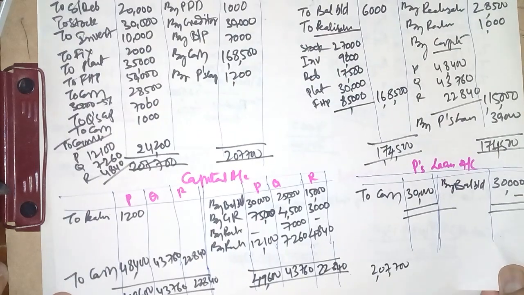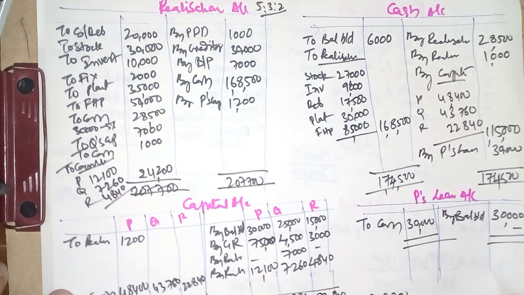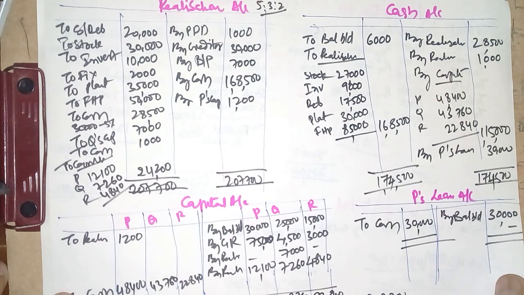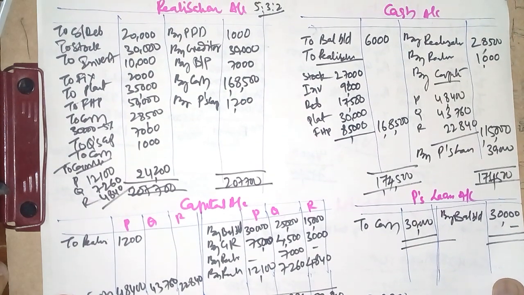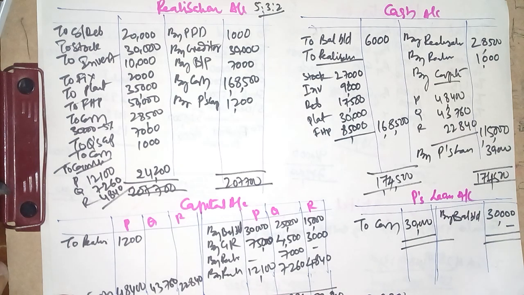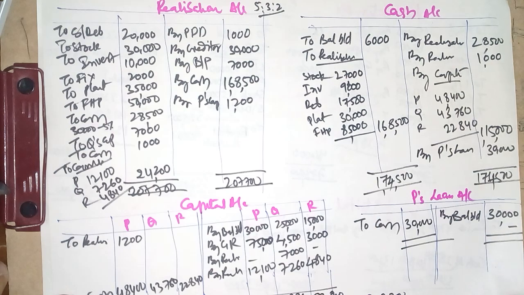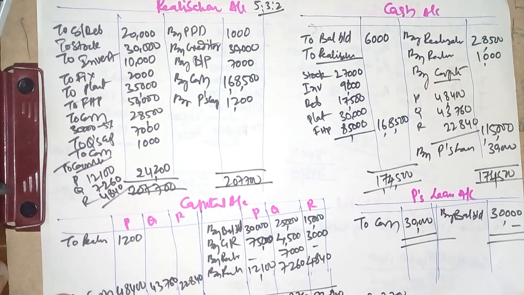Clear? So this is the basic crux of the dissolution of a partnership firm. Please concentrate on this chapter. It is very important. If you are able to do this chapter perfectly, you can easily do insolvency too. In my earlier videos I have explained the insolvency concept. You can watch those videos also if you want. I will keep the link in the description box, right?